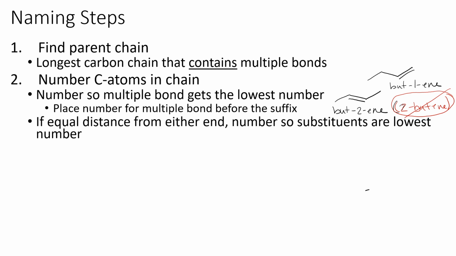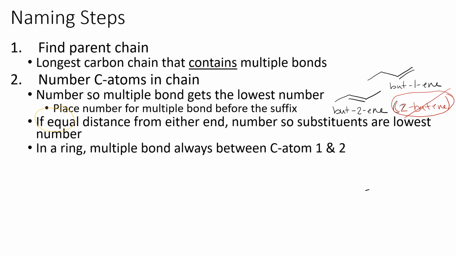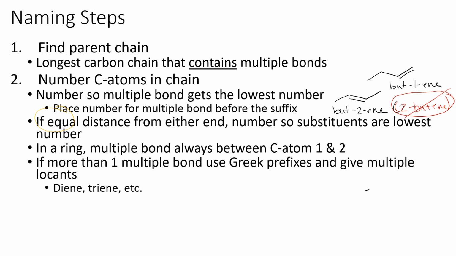If we have equal distance from either end to reach the lowest number for the multiple bond, you are going to then number so the substituents are the lowest. But again, that is only if it's equal distance from either end. The first priority is to put the multiple bond on the lowest number. If we are in a ring, the multiple bond is always between carbon atoms 1 and 2. So we typically do not number it because the multiple bond has to be in between carbon atoms 1 and 2. And we number then all the substituents appropriately.